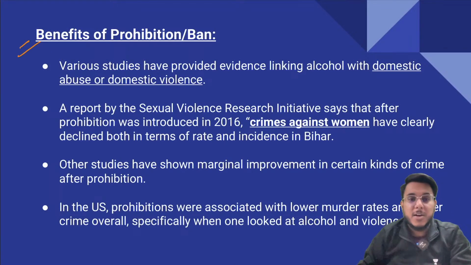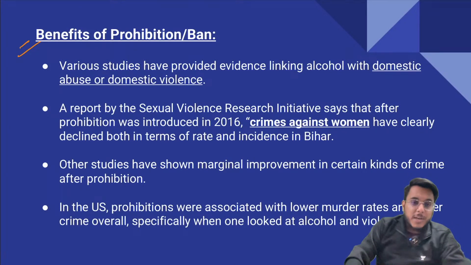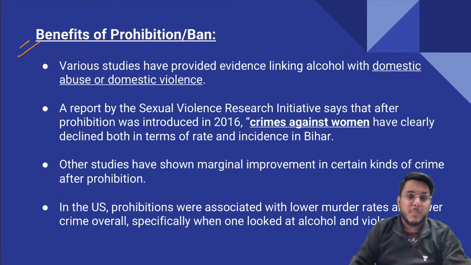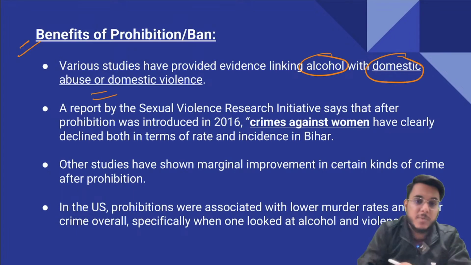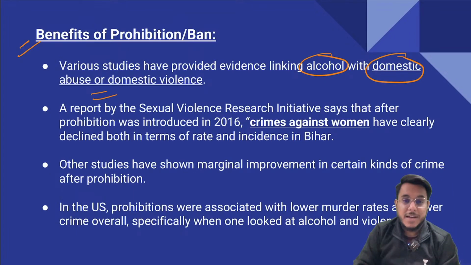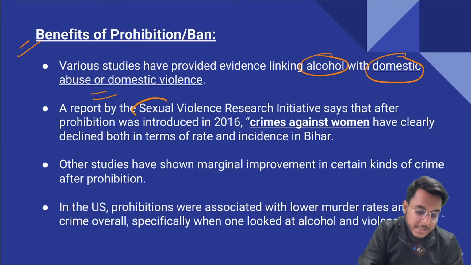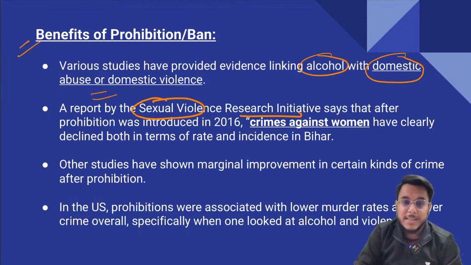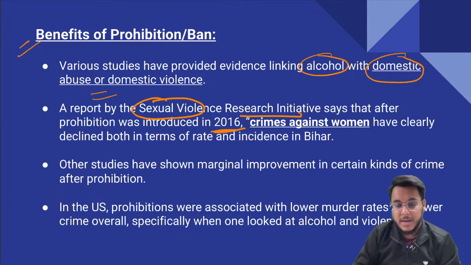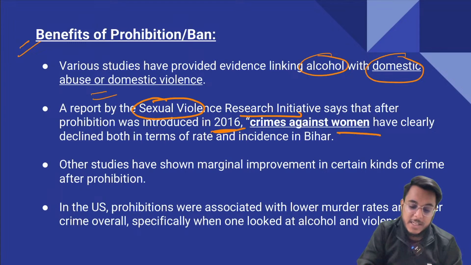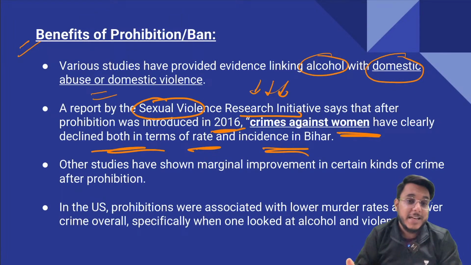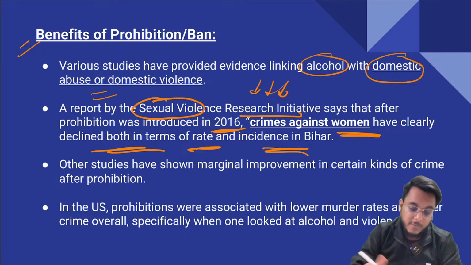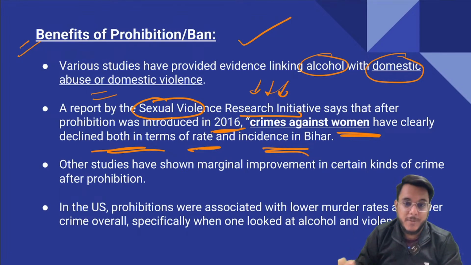Now, what are the benefits of prohibition or the ban? Number one, multiple studies have clearly linked alcohol with domestic abuse or domestic violence, particularly in the state of Bihar. A report by the Sexual Violence Research Initiative found that when prohibition was introduced in Bihar in 2016, crimes against women declined both in terms of rate and incidence. So basically it is directly leading to women's welfare. Therefore prohibition is desirable, it should be carried out.